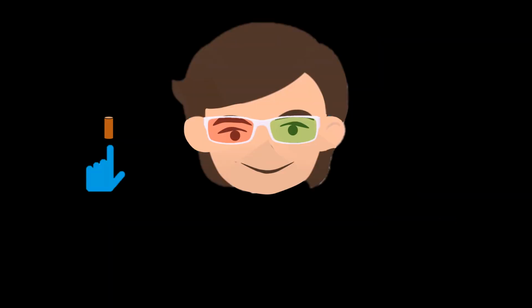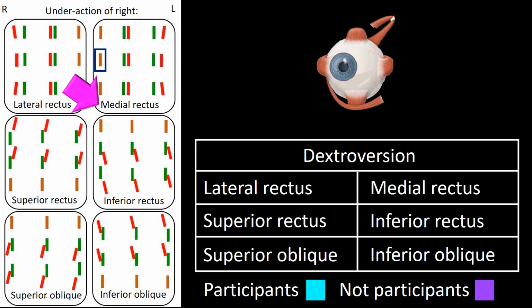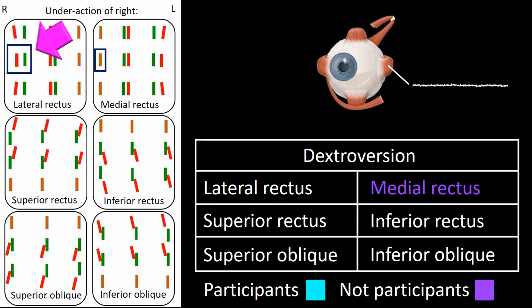We will now look at right eye dextroversion. As you can see in the composite bar diplopia chart, only the right medial rectus underaction does not lead to double vision during dextroversion. Hence, the right medial rectus is not involved in right eye dextroversion, as illustrated here. Maximal degree of diplopia occurs with right lateral rectus underaction. Hence, the right lateral rectus contributes greatly to right eye movement during dextroversion, as illustrated here.